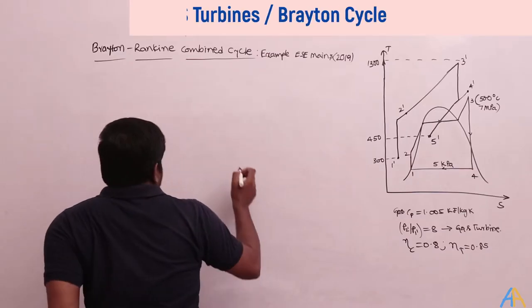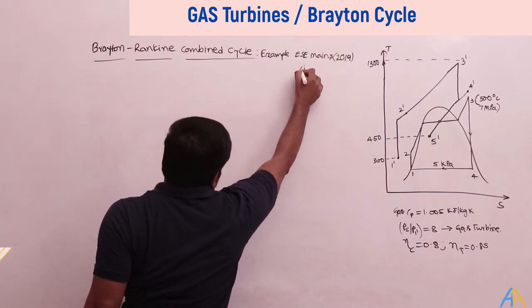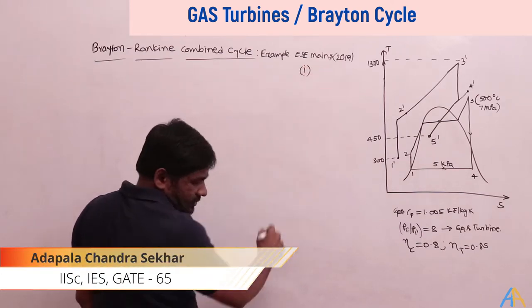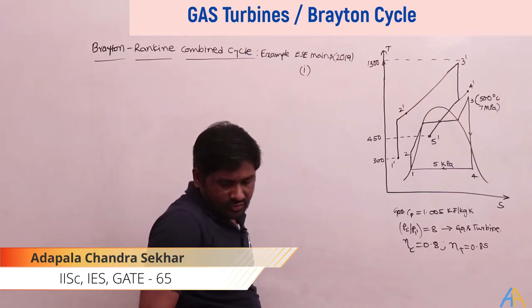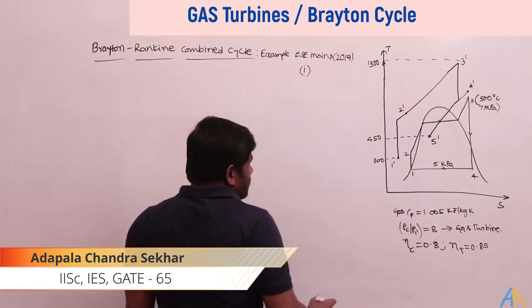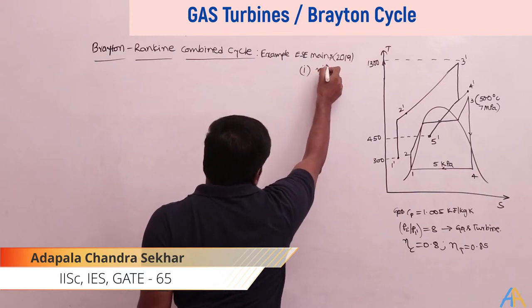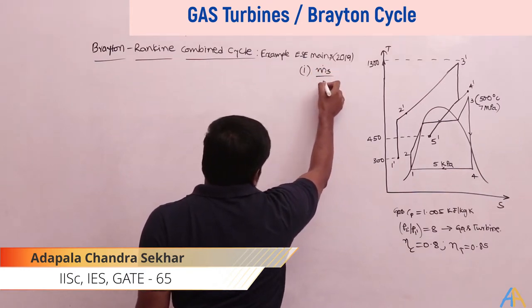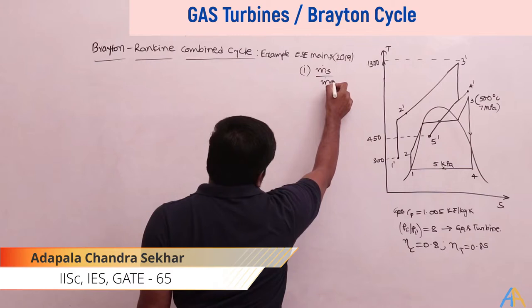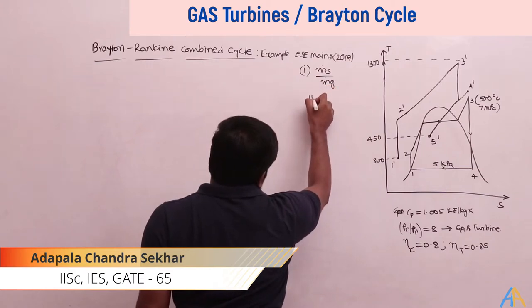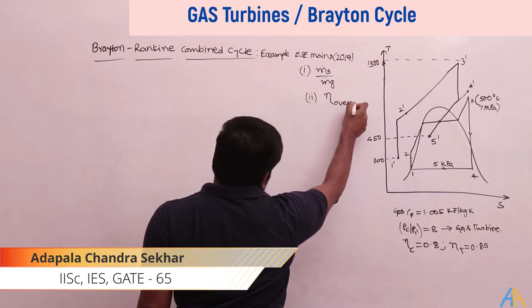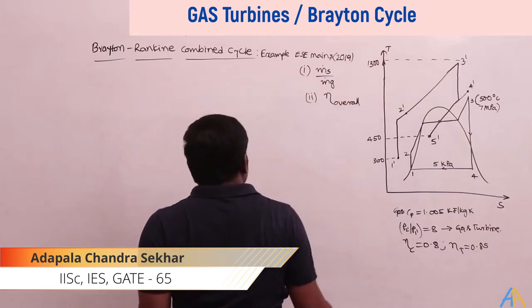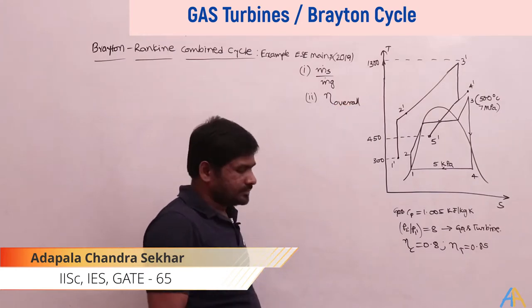What is the first part? The first part is to find the ratio of mass flow rate of the steam and gases. That means m dot of steam, s for steam, divided by m dot of gas, g for gas. What is the second part? The second part is the overall efficiency. We need to find out these two.